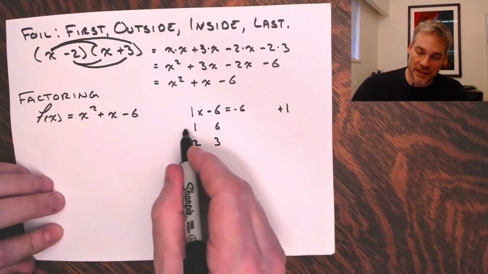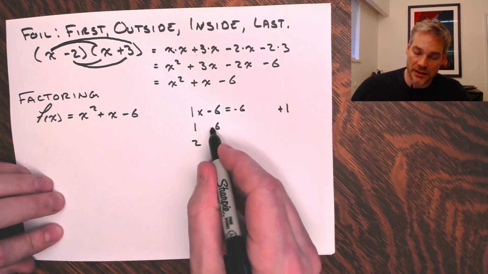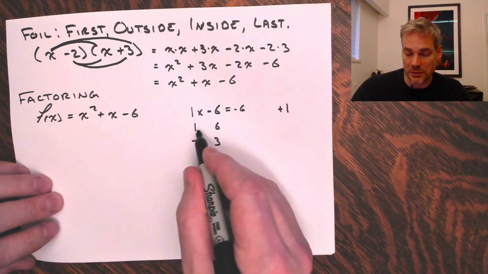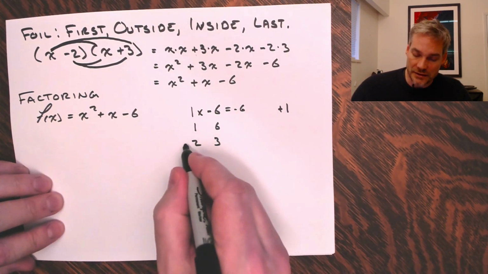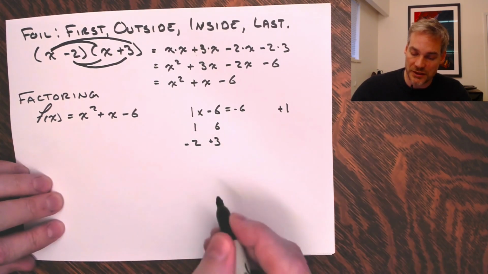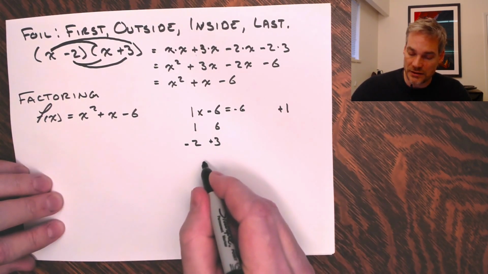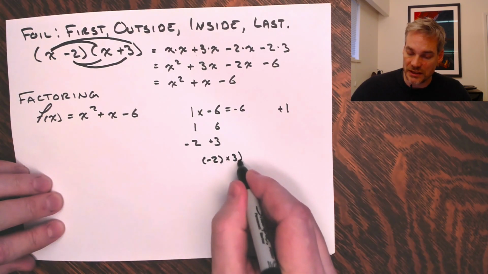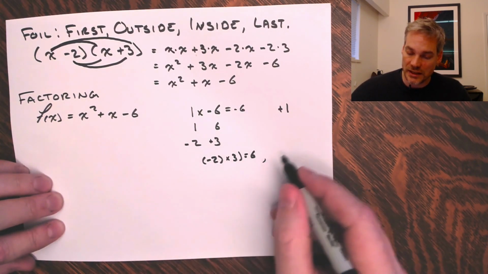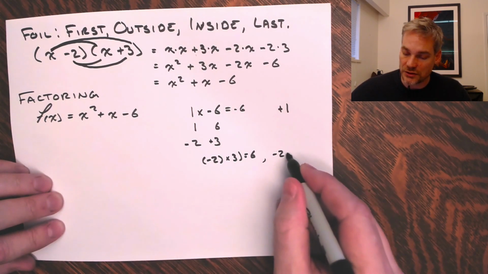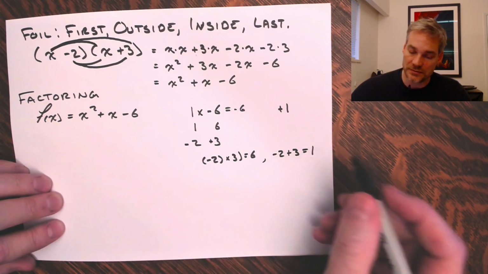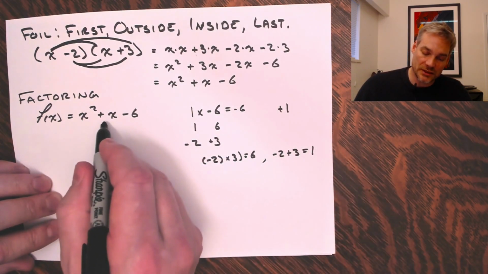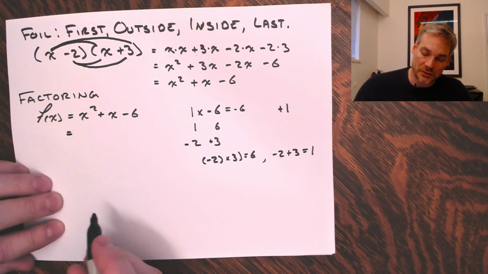So if I had a negative 1 and a positive 6, that won't work, and nor would a negative 6 and a positive 1. But if I had a negative 2 and a positive 3, negative 2 times 3 equals negative 6, and negative 2 plus 3 equals 1. So I satisfied the conditions. So this will now be where we factor it.